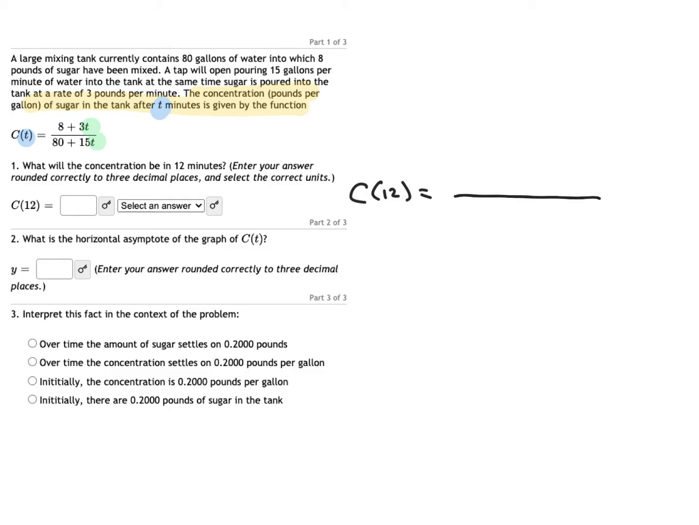Anyway, so 8 plus 3 times 12 in the numerator, and 80 plus 15 times 12 in the denominator.